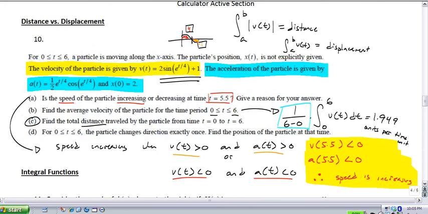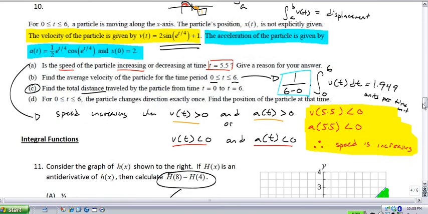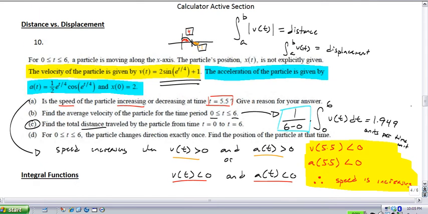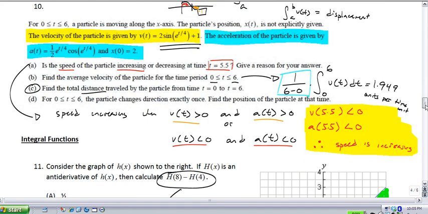So the short answer on C, I can erase some of this stuff. Man, they hate to erase. The short answer on C is going to be the integral from 0 to 6 of the absolute value of v of t dt, which equals, you can do absolute value on your calculator, so you can integrate that way.